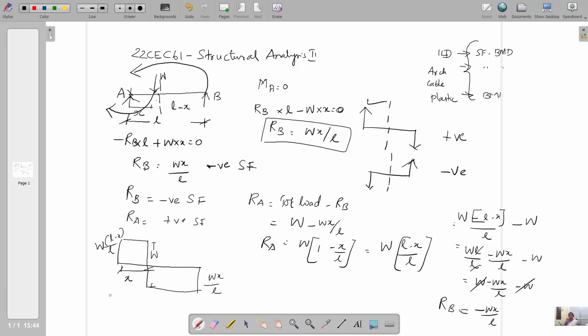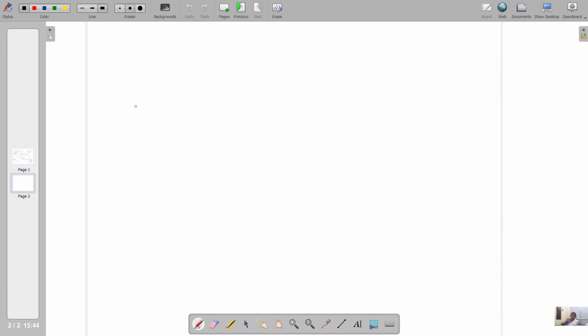So this is a prerequisite for this subject. You have to understand very basic things, because in the next page we can see, you consider that is case 1.